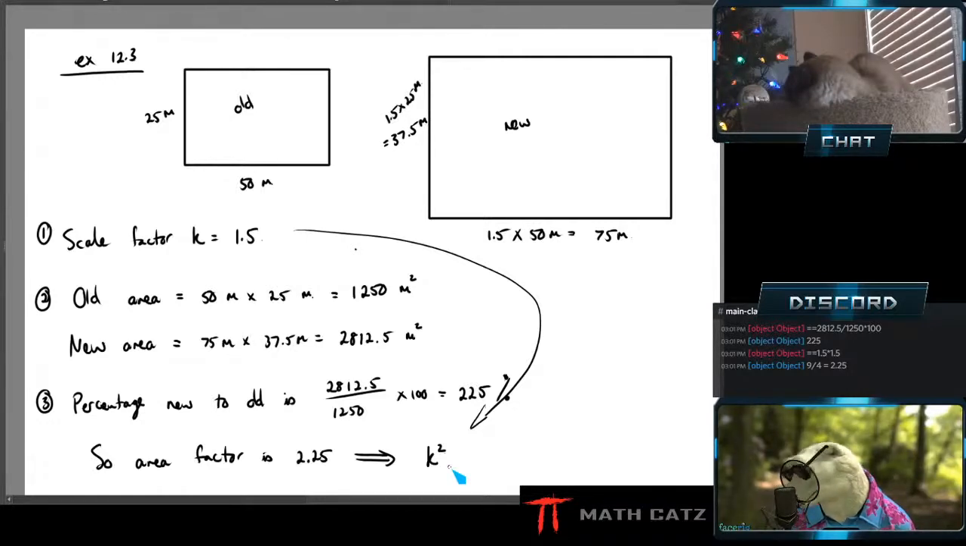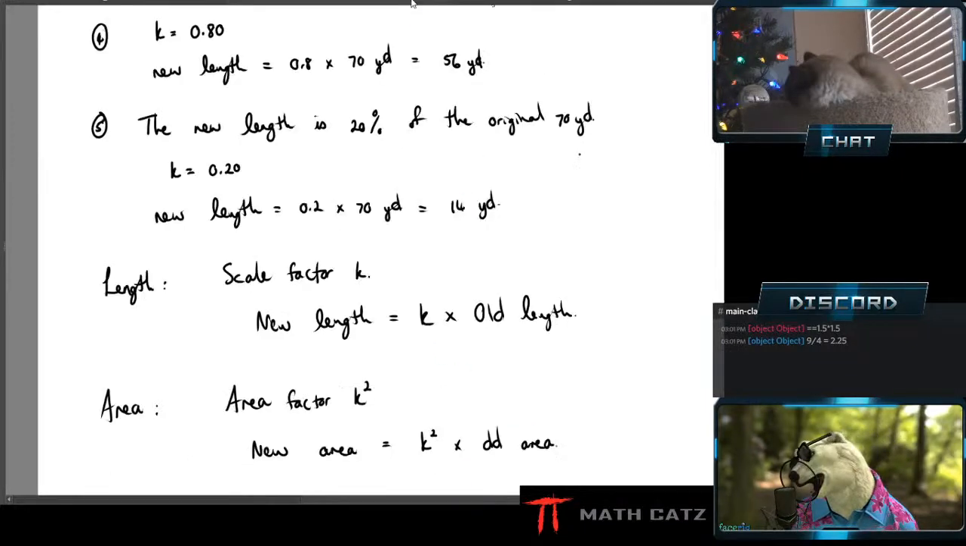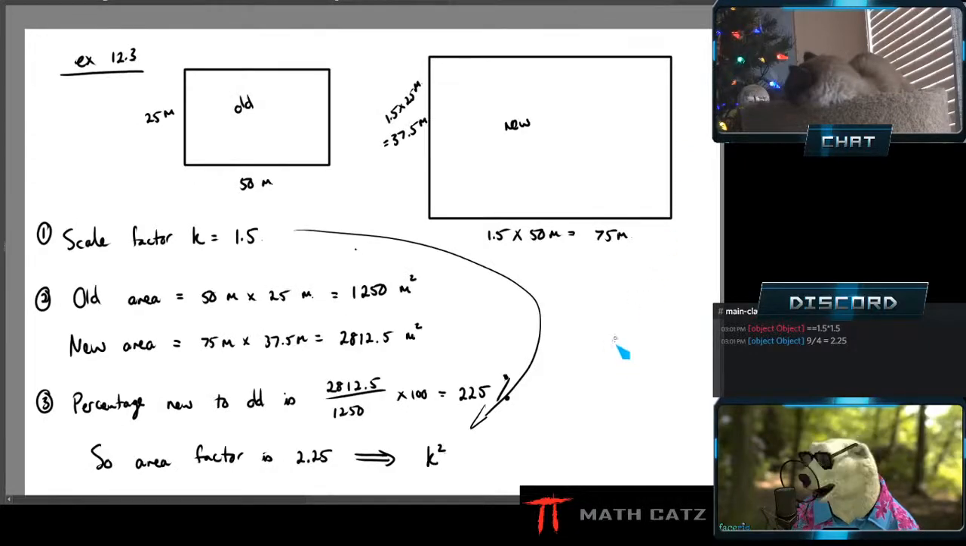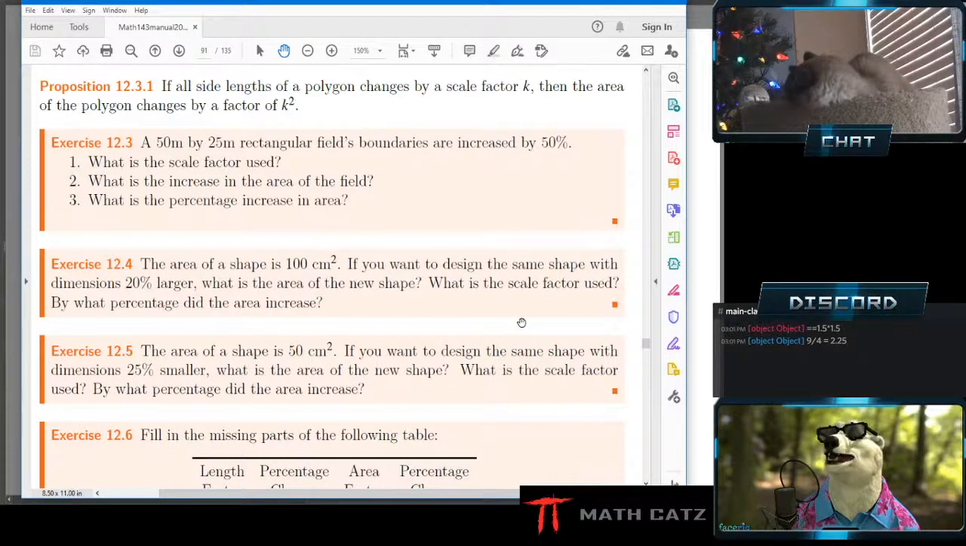It's the square of the scale factor. Okay, so I just have to remember this. Scale factor k, area factor k squared. And once I keep track of that, well, now the rest is kind of straightforward. I just have to know, am I talking about side lengths or am I talking about area? Which is which?